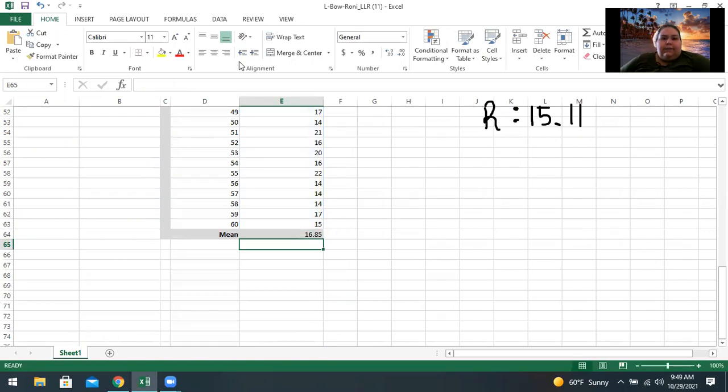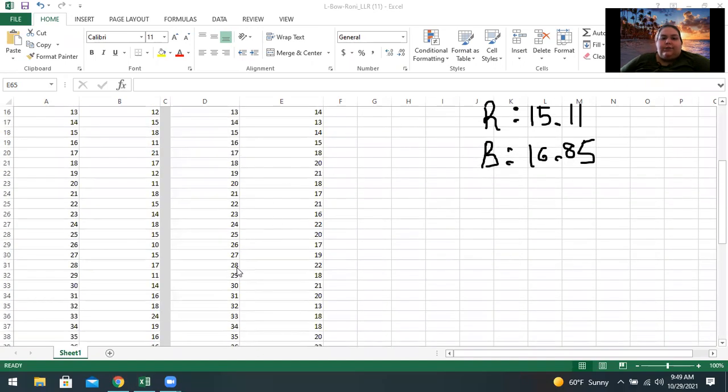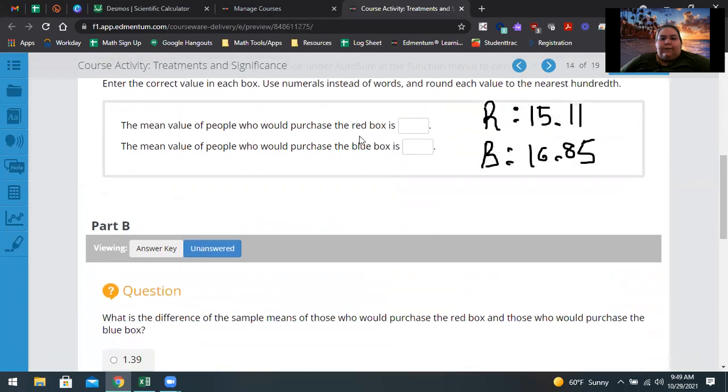And I get the mean value for the blue box to be 16.85. So for this option here, we didn't have to go ahead and do it by hand. It was just using the Excel spreadsheet. So now going back over here to part A, we already have our setup, right? 15.11 for the red box, blue box is 16.85.